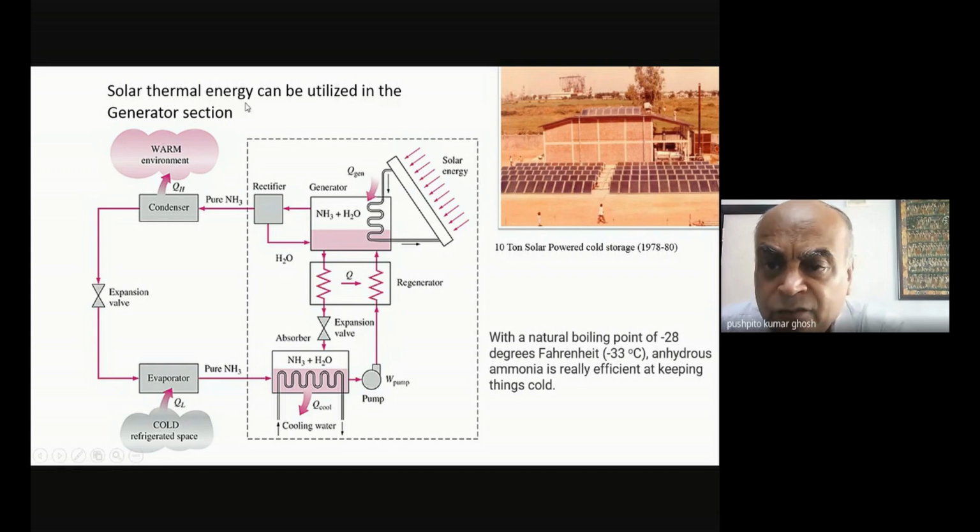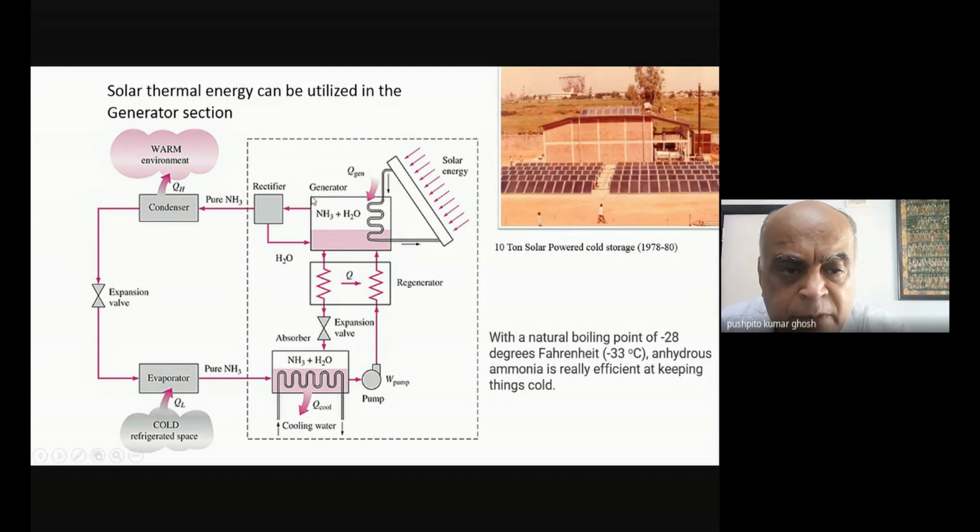So let us try and understand. In fact, I've shown you the picture of the first such unit, which was set up in India around 1978 in Baroda. And this was, of course, not a very efficient system. Maybe you could get around 10 to 15 degrees centigrade kind of a temperature in the cold storage. And now you can, of course, make it much better, by using concentrated radiation.